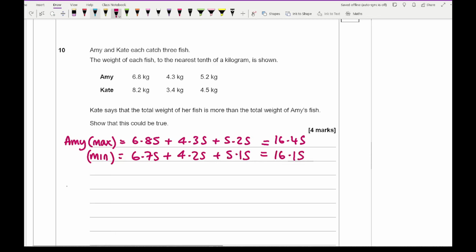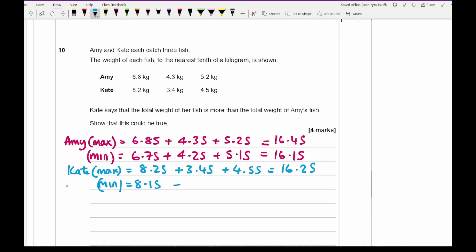16.15. Then if we work out Kate's max, that's going to be 8.25 plus 3.45 plus 4.55, and that comes up to a total of 16.25. Then we do her minimum, which is going to be 8.15 plus 3.35 plus 4.45, and that comes up to 15.95.